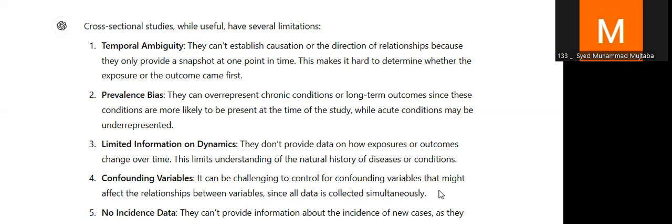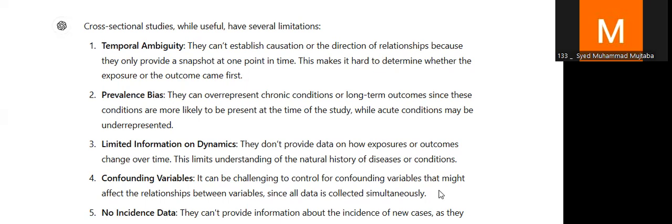The disadvantages are that we don't know any natural causation or relation or correlation of the positive or the risk factors of a particular disease or of the topic in concern. We don't have the current incidence data, meaning the new cases which are being reported. We have very limited information on the risk factors and the exposures or the outcomes.